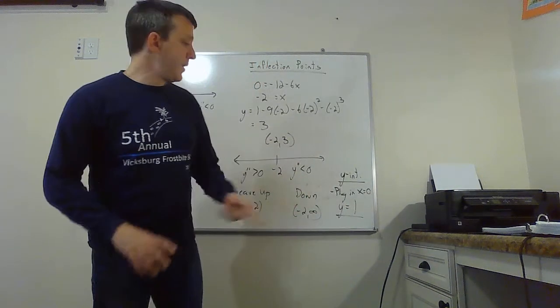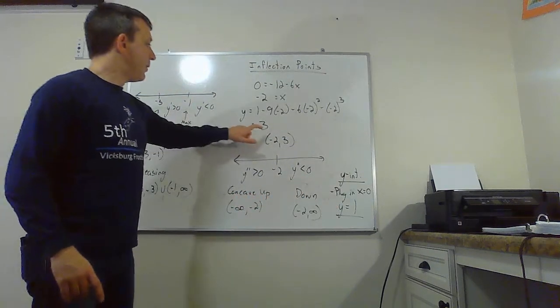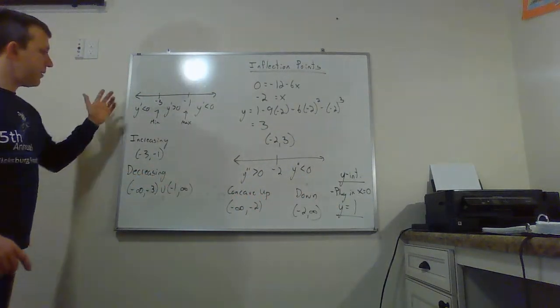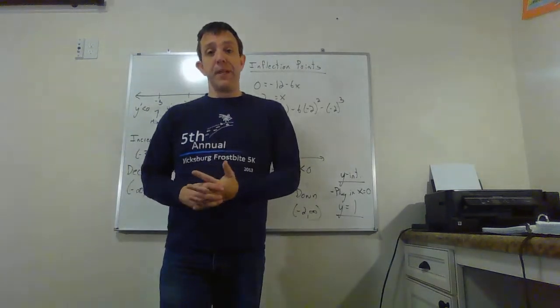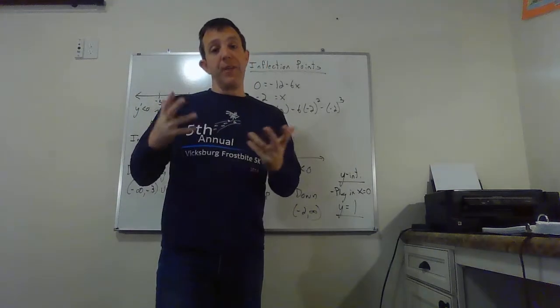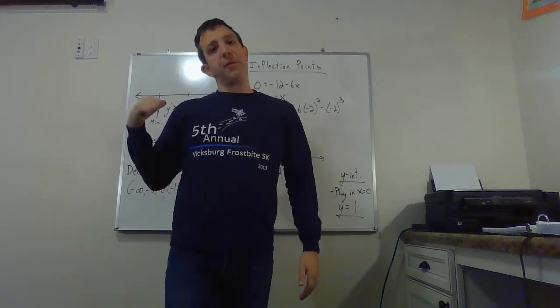So now we have all of our points. We have our y-intercept, we have our inflection point, we had, on the last board, the critical points, and now we're just going to put it all together and make a lovely little graph. So hopefully you have everything written down. I'm going to make a graph.